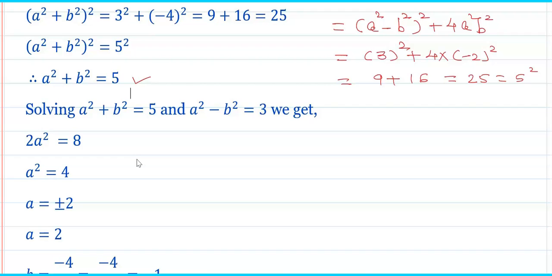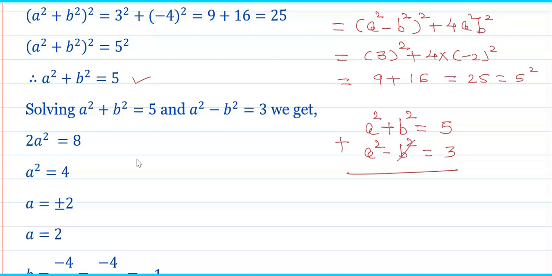Okay, आता हे दोन्ही सॉल्व करणार. If we add these two means what? a square plus b square that is equals to 5, आणि दुसरी व्हॅल्यू काय? तर a square minus b square is equals to 3. If we add this, then what you will get? b square minus b square get cancelled. You will get 2 times a square is equals to 8. Therefore, a square is equals to 4. Okay, a square is equals to 4. Taking the square root on both sides, a is equals to plus or minus 2.